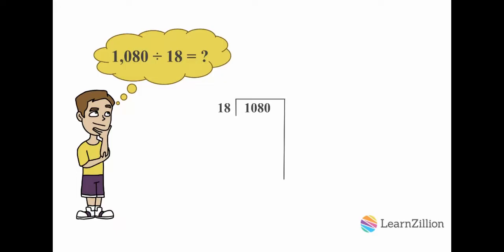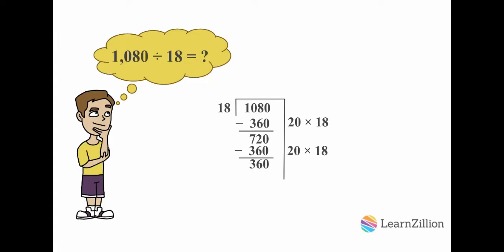He'll start by subtracting 20 groups of 18. 20 times 18 equals 360. He'll subtract 360 from 1080 and he'll be left with 720. Now he'll subtract another 20 groups of 18, which he already knows is 360. 720 minus 360 equals 360.